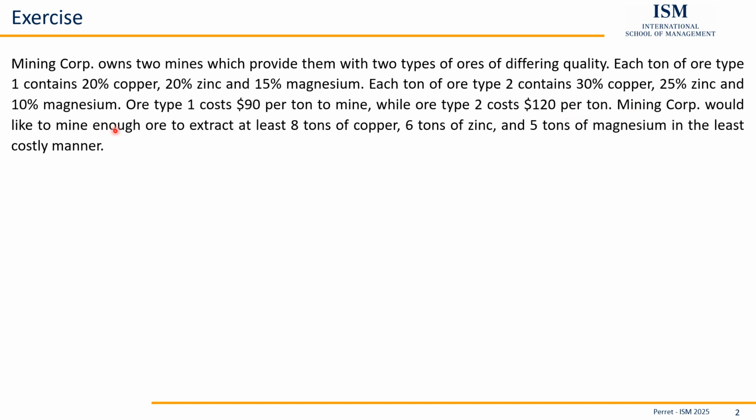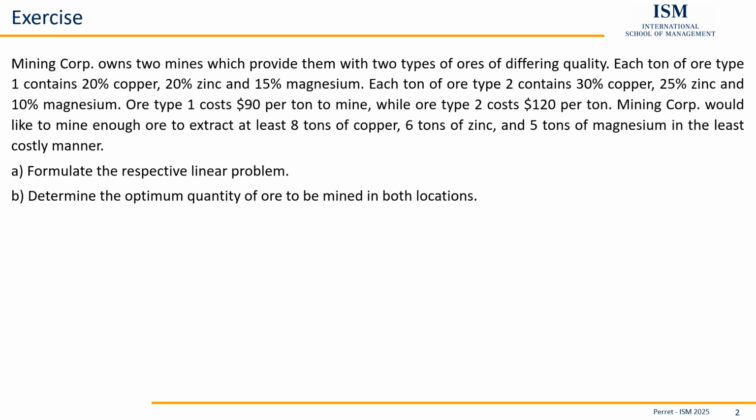Mining Corp would like to mine enough ore to extract at least 8 tons of copper, 6 tons of zinc, and 5 tons of magnesium in the least costly manner. Based on this, we have two tasks. First, formulate the respective linear problem. Then, based on this, determine the optimum quantity of ore to be mined in both locations.